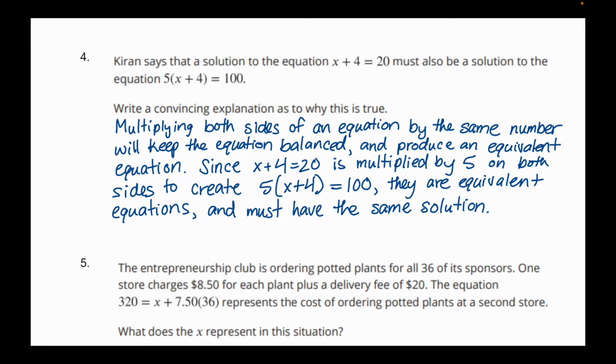Our definition of equivalent equations, or at least the one I use with my class, is that equivalent equations have the same solutions. So since all we did here was multiply both sides by the same number, these have to be equivalent, and so they're going to have that same solution. It's a little wordy, but it is good practice at making explanations for mathematical concepts.